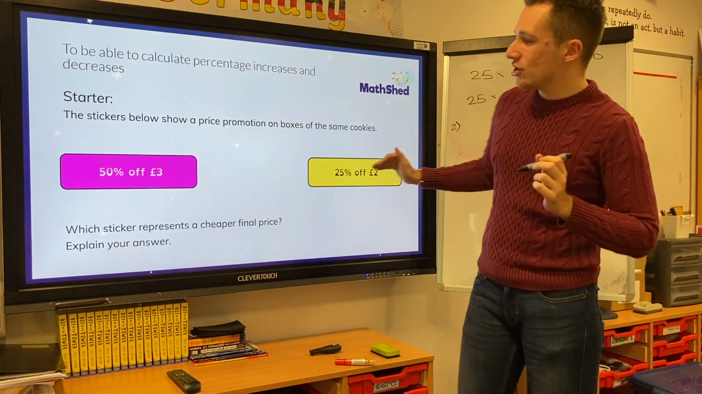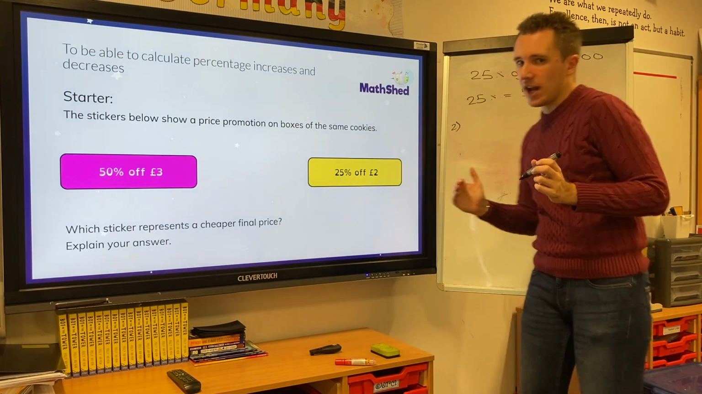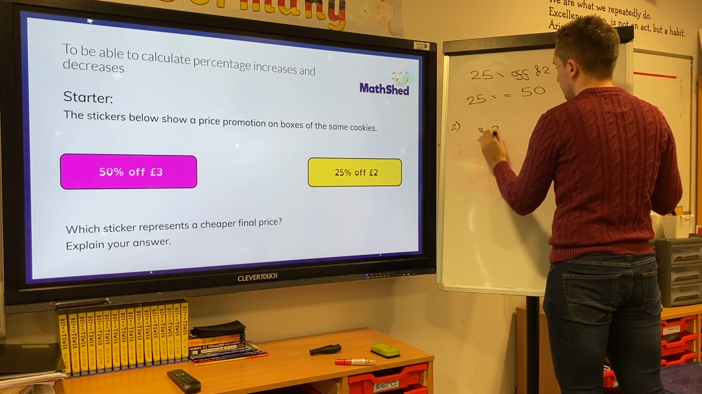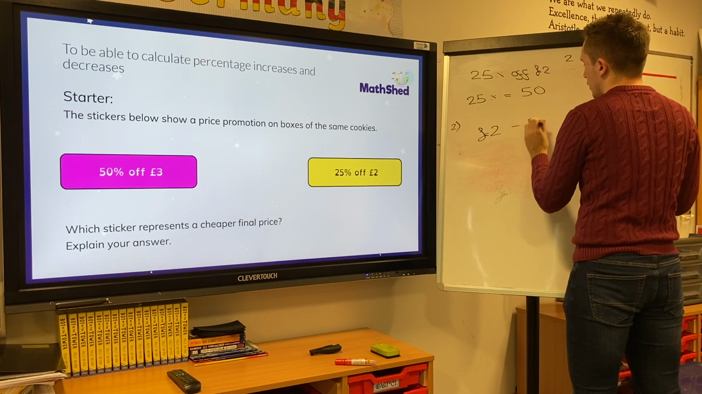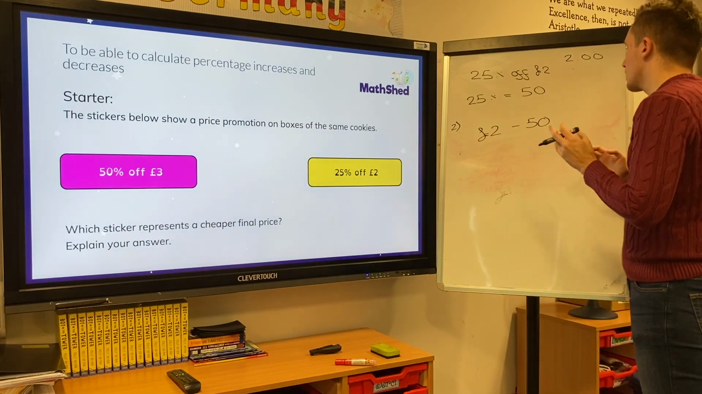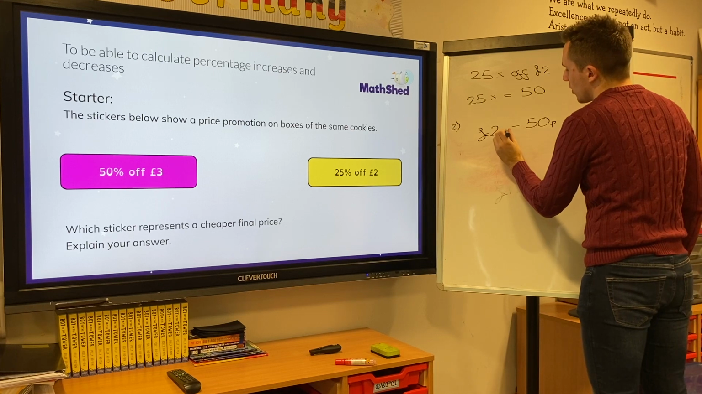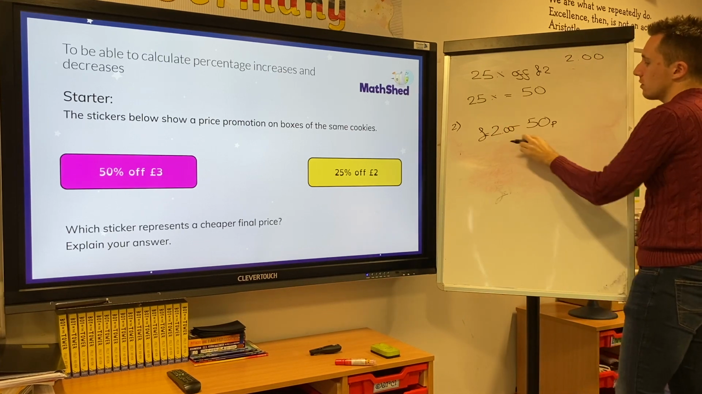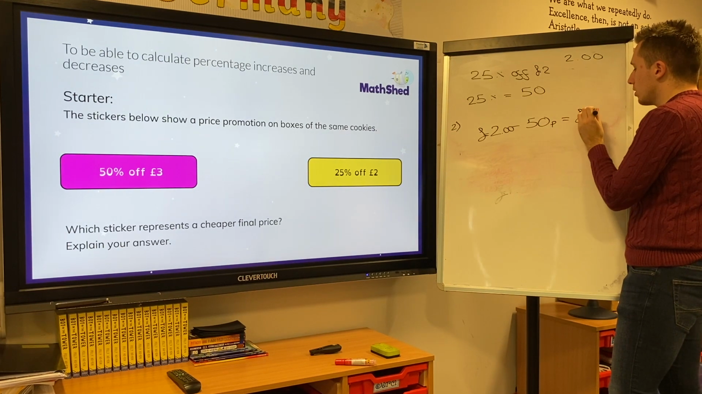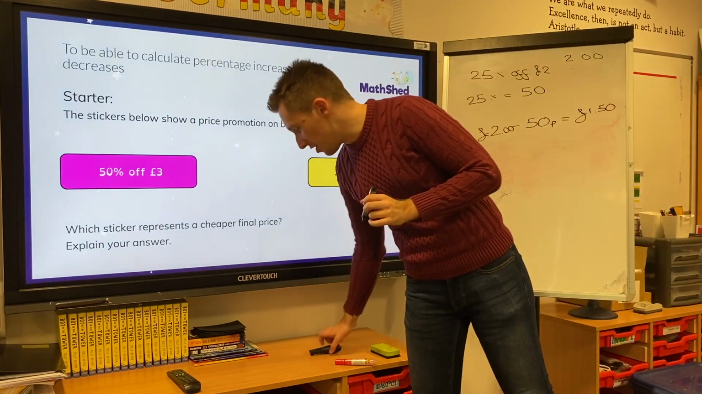Step 2 is we either add or subtract it. Again, it's 25% off, so we're going to take away. So we do £2, take away 50. But it's not 50. It's actually, if you think about it, 50p, because this we turned into 200. So it's £2 take away 50p, which is equal to £1.50. So actually, they're the same.